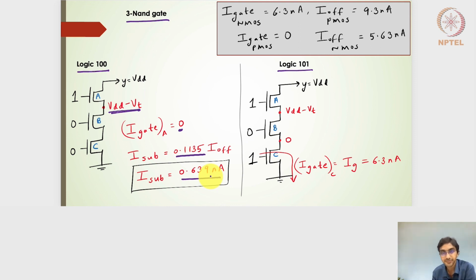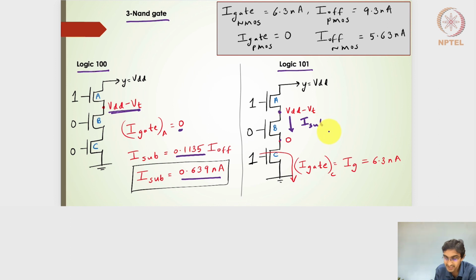nanoamperes. For logic of 101 here, these 2 transistors will be on. On one side it is working like a pass transistor, so the ground of 0 will be passed, or a 0 logic will be passed here. On this particular transistor, which is also an on transistor, so it says Y is equal to VDD, so it will pass VDD minus VT, the NMOS transistor. So this off transistor is going to give me the subthreshold leakage current.